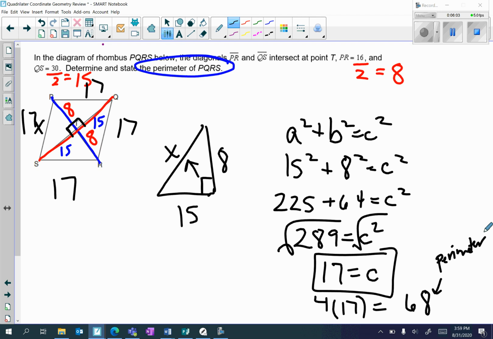So remember, the diagonals bisect each other, so cut the diagonals and divide by 2. And the diagonals are perpendicular. They form a 90-degree angle. So you're able to use the Pythagorean theorem, a squared plus b squared equals c squared. That will give you the length of one side, but because I want the perimeter, I have to multiply it by 4 because there are 4 sides.